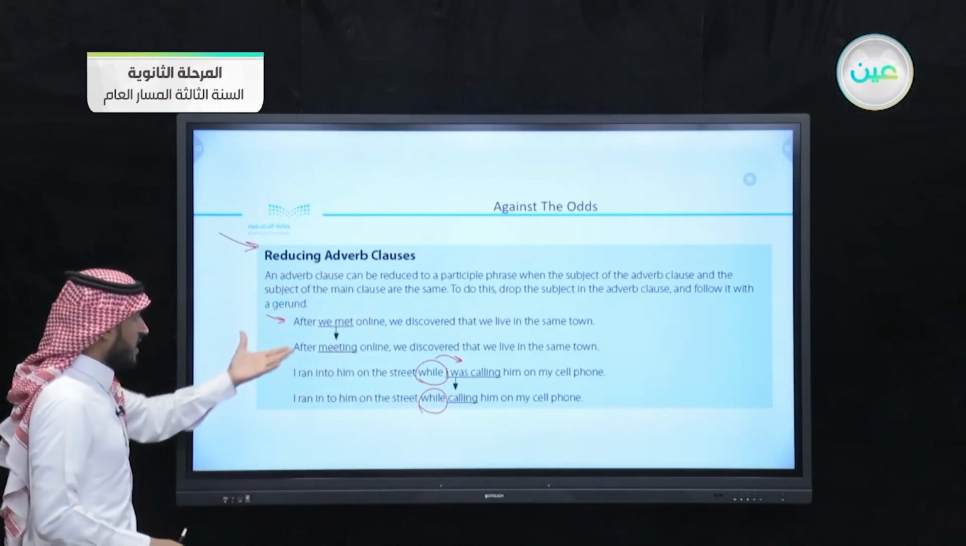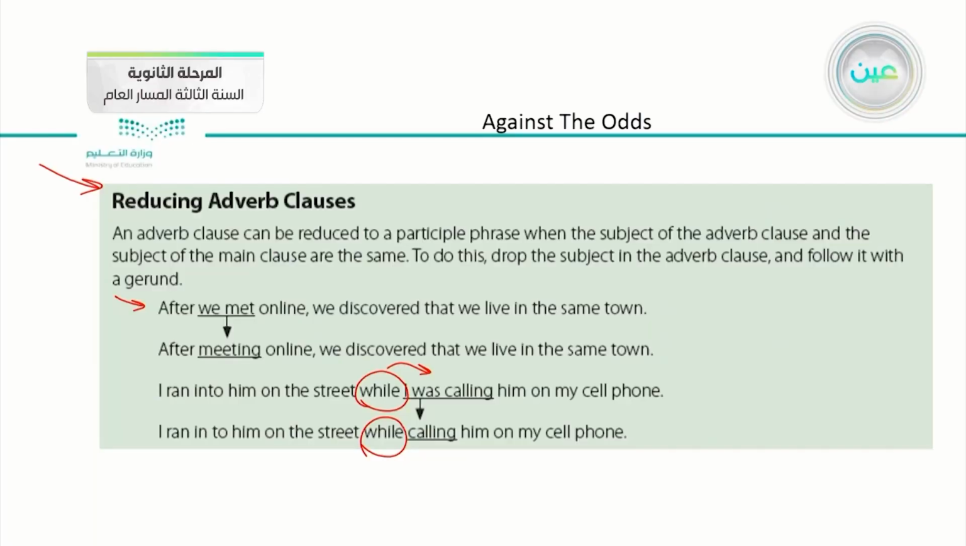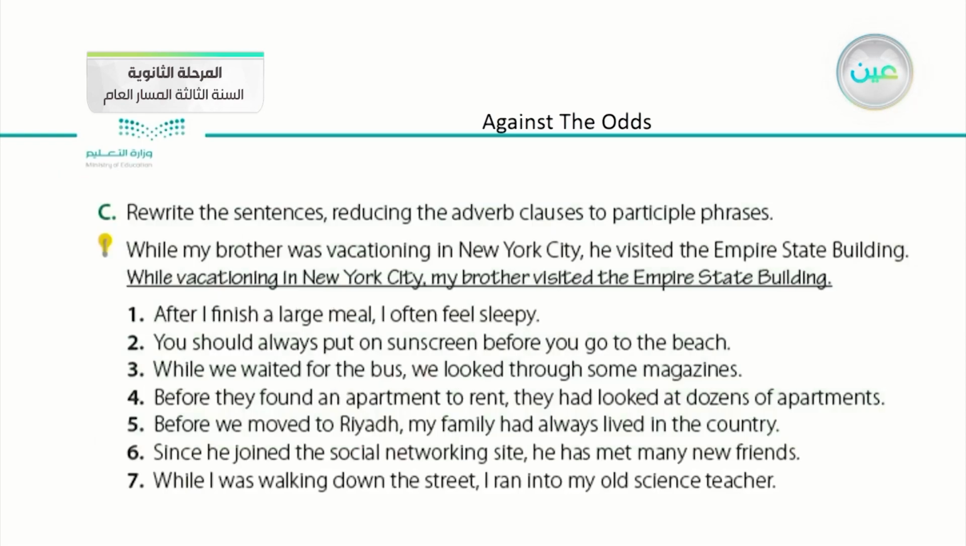For example, we have here after we met online, we discovered that we live in the same town. We have here we, and we have in the second part another we. So we took out the first one and we added ing to the word met. So the sentence becomes like, after meeting online, we discovered that we live in the same town. The second example is, I ran into him on the street while I was calling him on my cell phone. We reduced the adverb clause, and the sentence has become, I ran into him on the street while calling him on my cell phone.